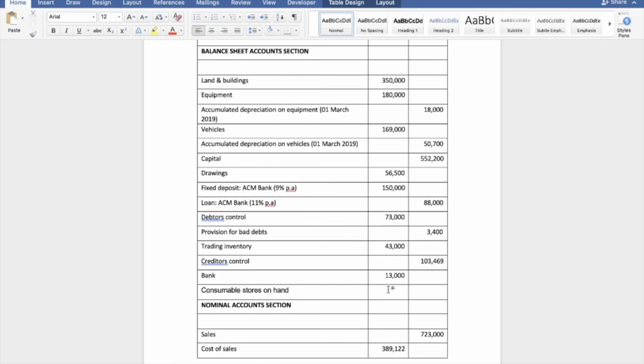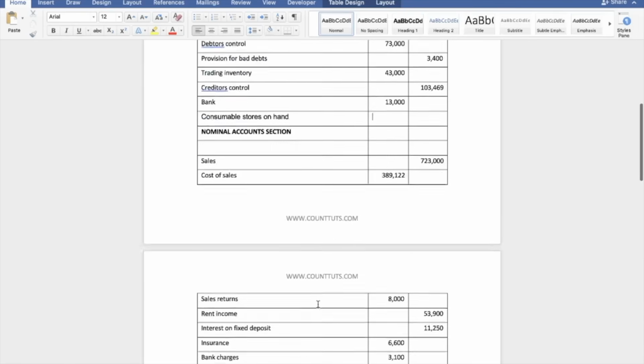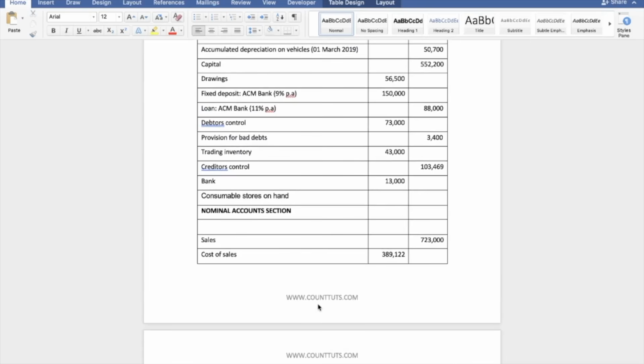So we have to put it as an asset, and the amount there was 1,500, as you can see. So I hope that makes sense. Consumable stores on hand is an asset, but consumable stores is an expense. So whatever is left over from the consumable stores expense is moved over to be an asset, because it's something we can use in the next financial period. I hope that has highlighted the issue.